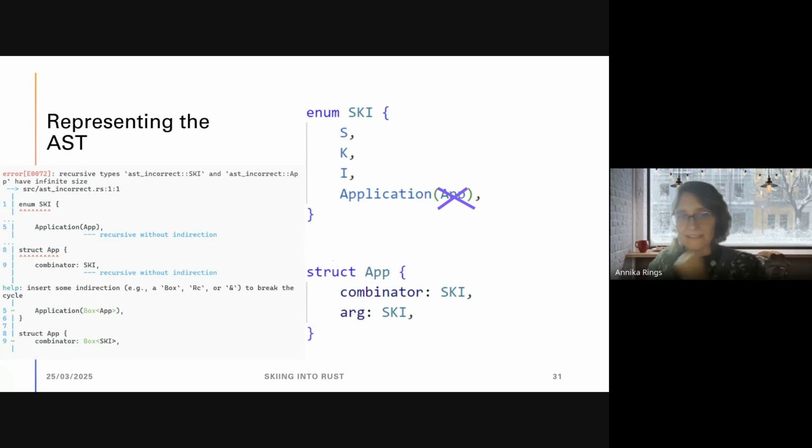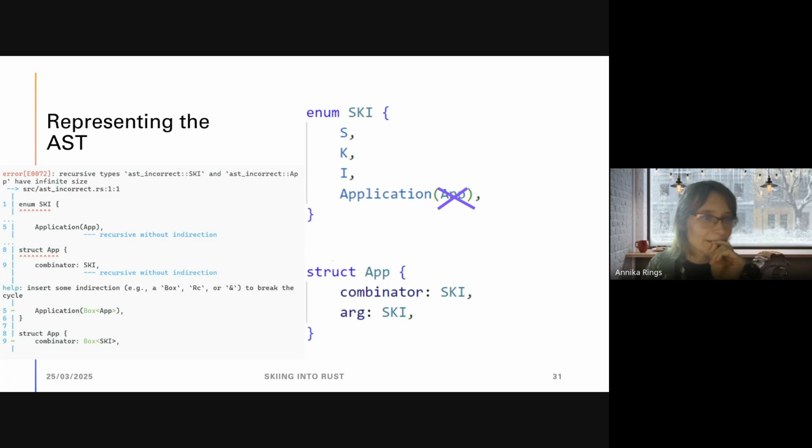How much space does it need? Well, what is inside it is this struct, which has another whole version of the ski. And then inside that, or actually two, and inside those, there could potentially be another whole version of it, and then another, and then another. So this could actually be infinite in size.